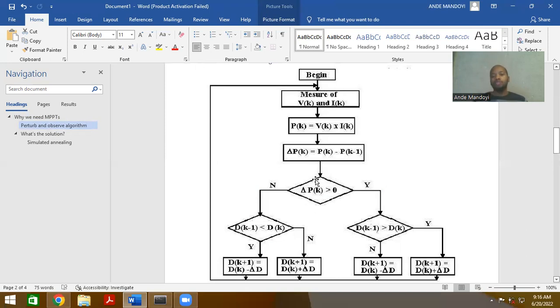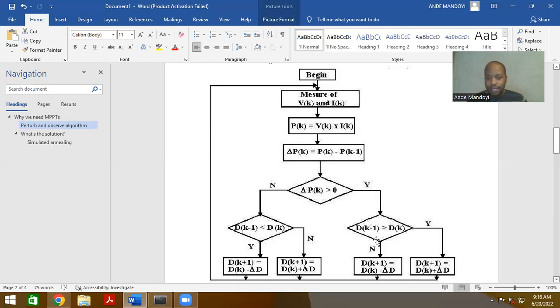Now, what decision do we have to make? We need to check whether we're going to increase the voltage or decrease the voltage. And if you remember that buck converter, we increase or decrease the voltage by changing the duty cycle, right? So let's assume that the power that we're getting over here is greater than 0, that is, it's positive. That means the power that we've just measured is greater than the previous power. So we're heading in the right direction.